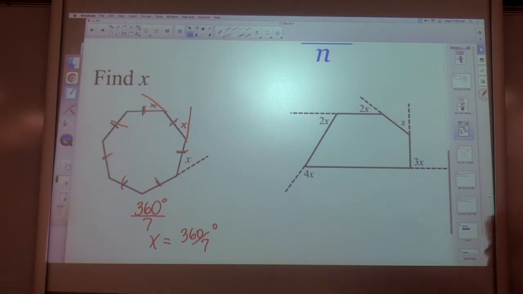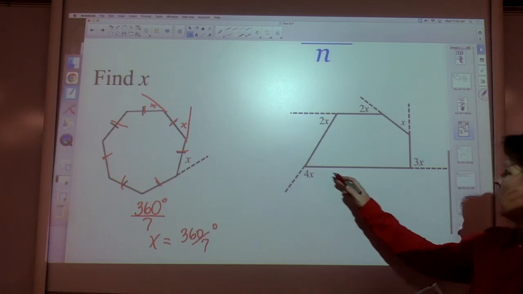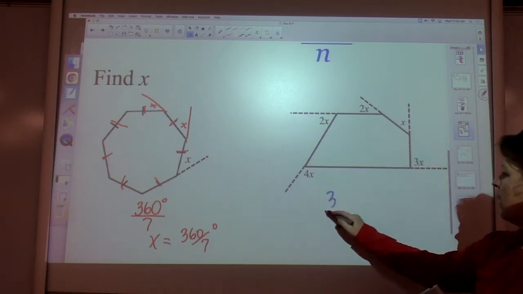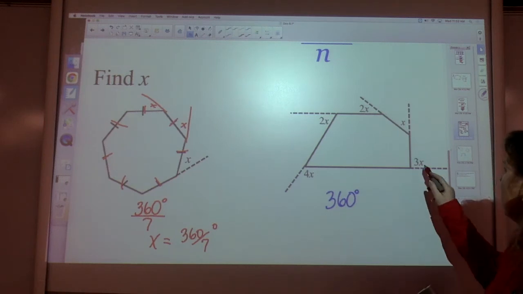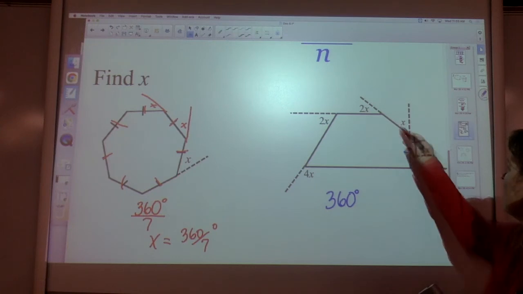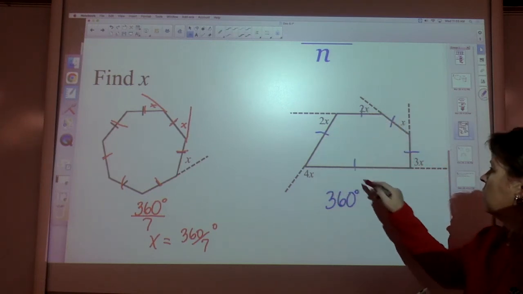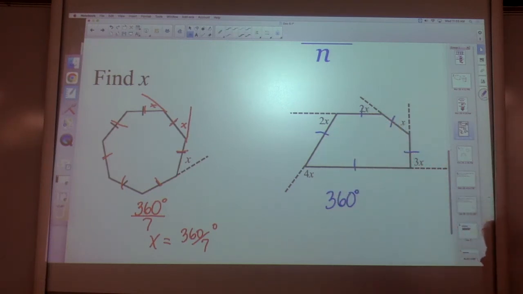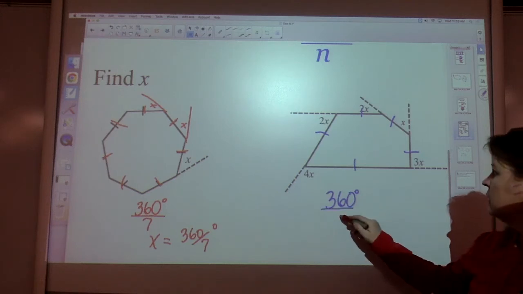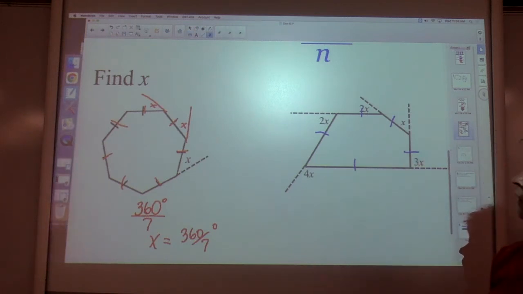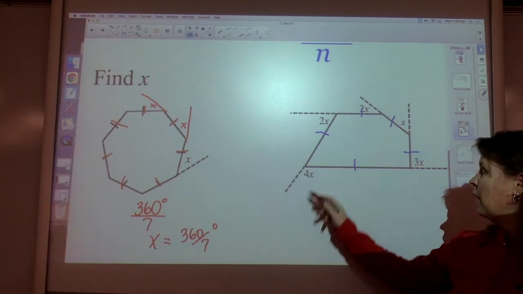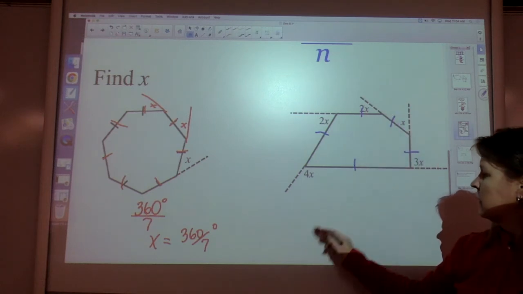Okay, what am I going to do with this one? Same idea, but notice now they're all different sizes. It doesn't matter. They still add up to 360 altogether. Okay, how many x's or how many sides do I have? 1, 2, 3, 4, 5 different sides. Okay, 360 divided, well, we can't divide it by 5. If we divide by 5, that means they're all the same size. We want to find out how big each one of these is.